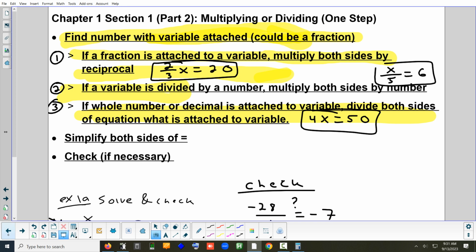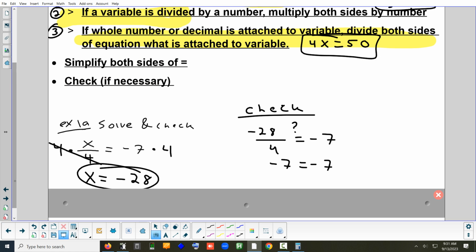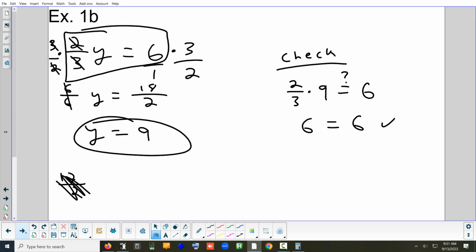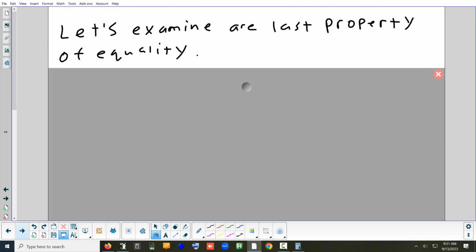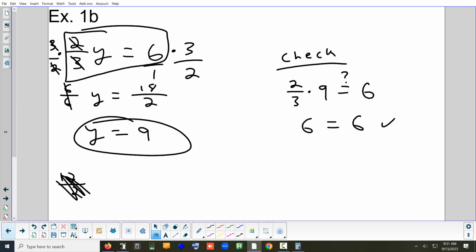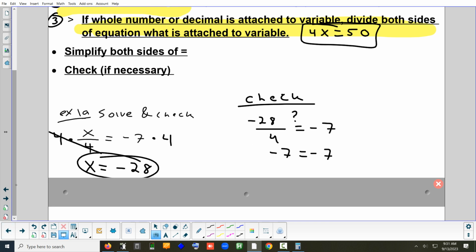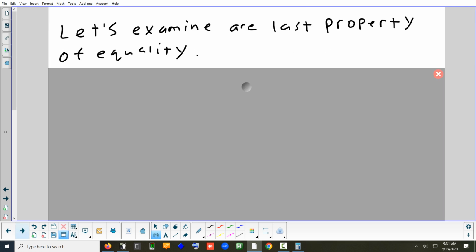All right. So we did the type where you have a letter divided by a number. You've got a fraction attached to a letter. So now, both of those problems we multiplied. Multiplied by the reciprocal. Multiplied both sides by 4. What's the last operation we're going to look at that we can use to solve equations? We did the addition, subtraction, multiplication. Yep, division. So that's the last property.